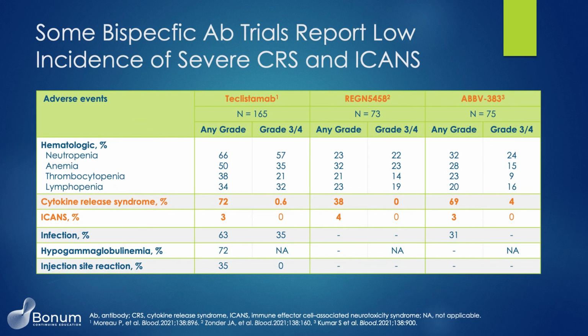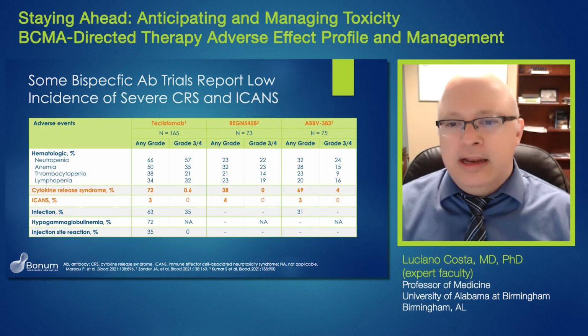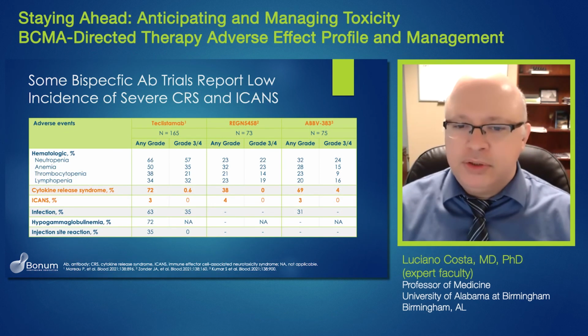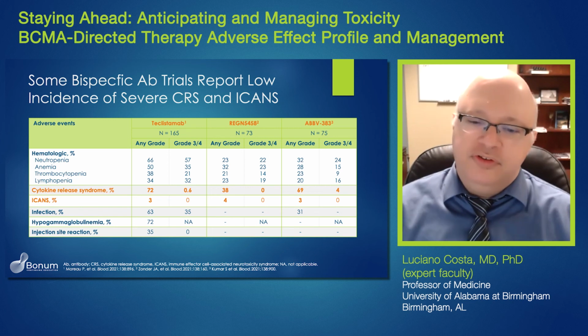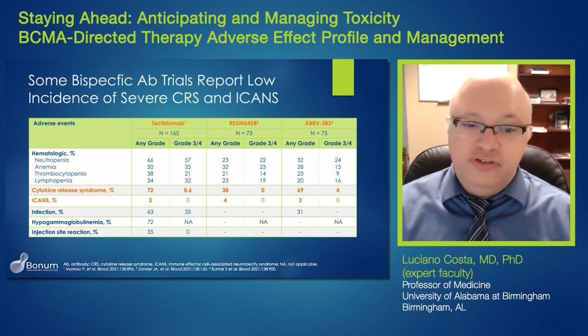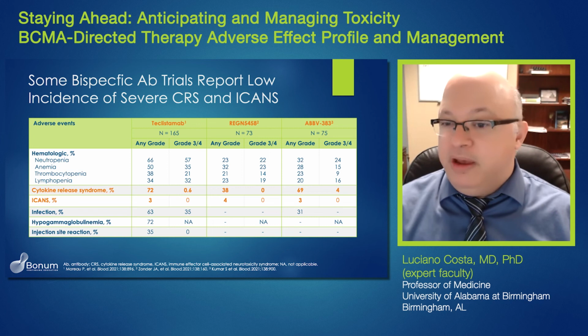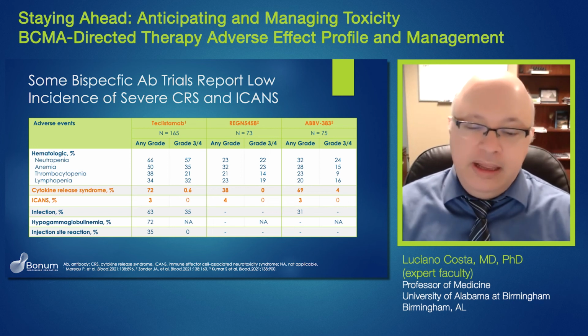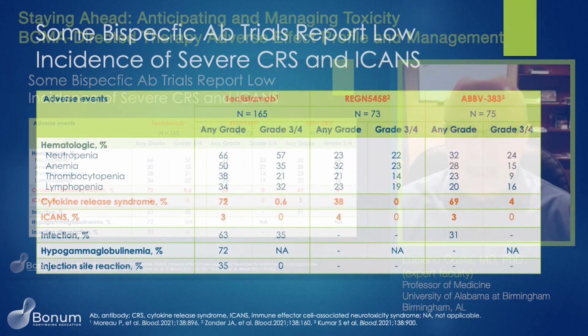Hypogammaglobulinemia and infections are also quite common. And until those agents move to early lines of therapy and we do comparative trials, it's really impossible to discern whether those are the result of the therapy itself, the underlying disease, or really how late those patients are, because those patients are coming to those therapies after, on average, 5 to 6 lines of therapy. They already had a very depleted immune system, for lack of a better word.